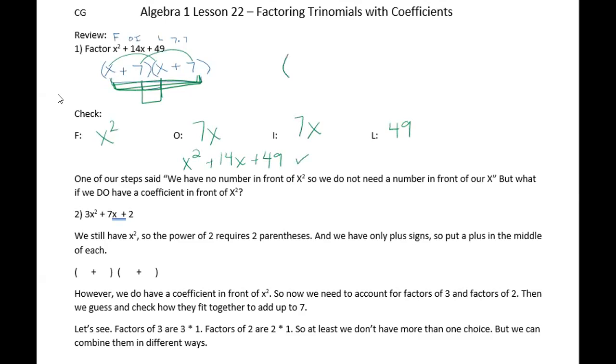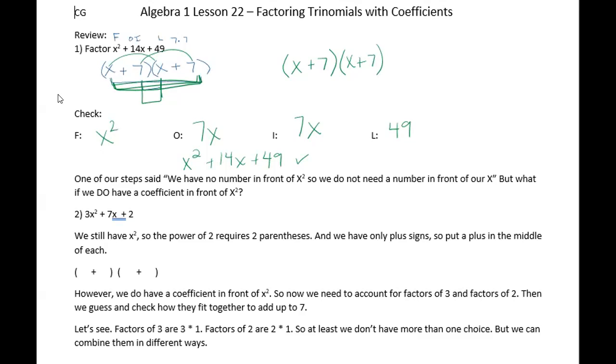So again, just to write it out a little bit neater over here, it is x plus 7 times x plus 7. So that is how we factor this polynomial. All right, so that's what we did last week. One of our steps when we were going through it says, well, we had no number in front of x squared, or you could say that it was an understood 1. So we don't have to have a number in front of our x's at the beginning, because right here in our first terms, x times x, or 1x times 1x, is just 1x squared.